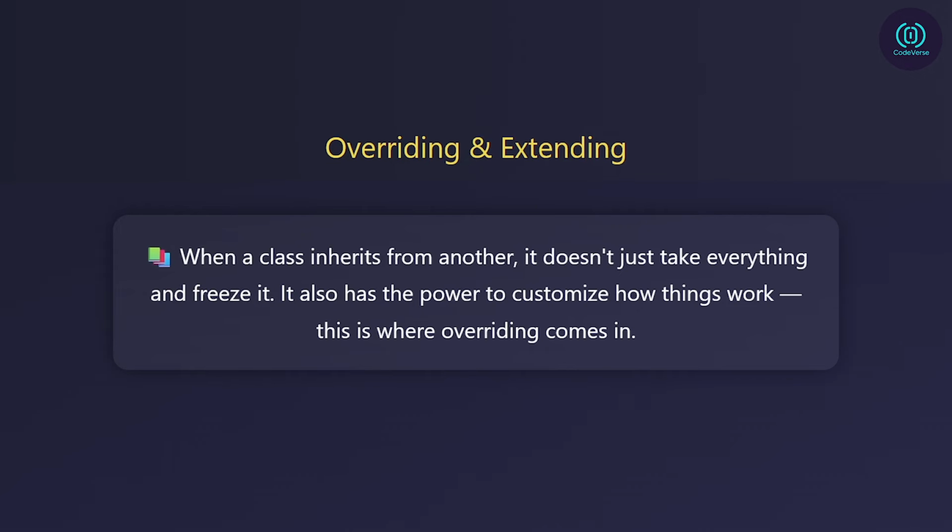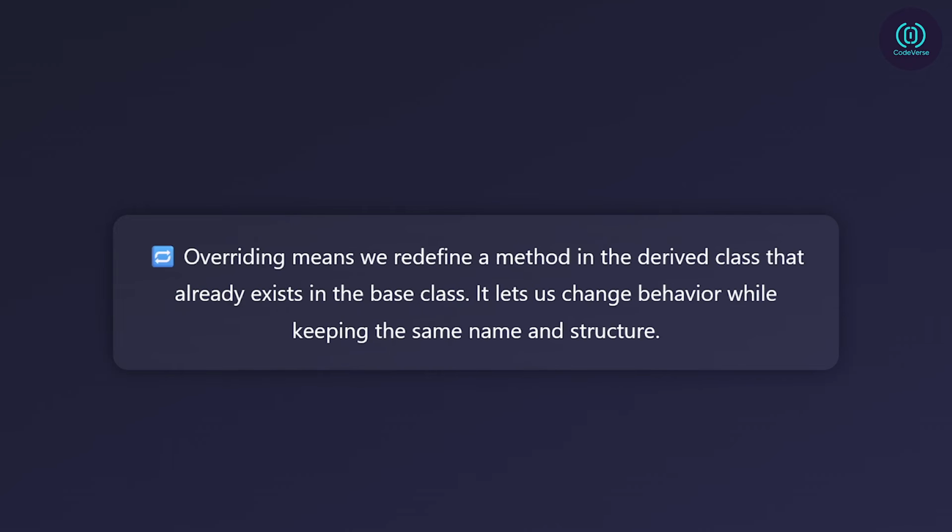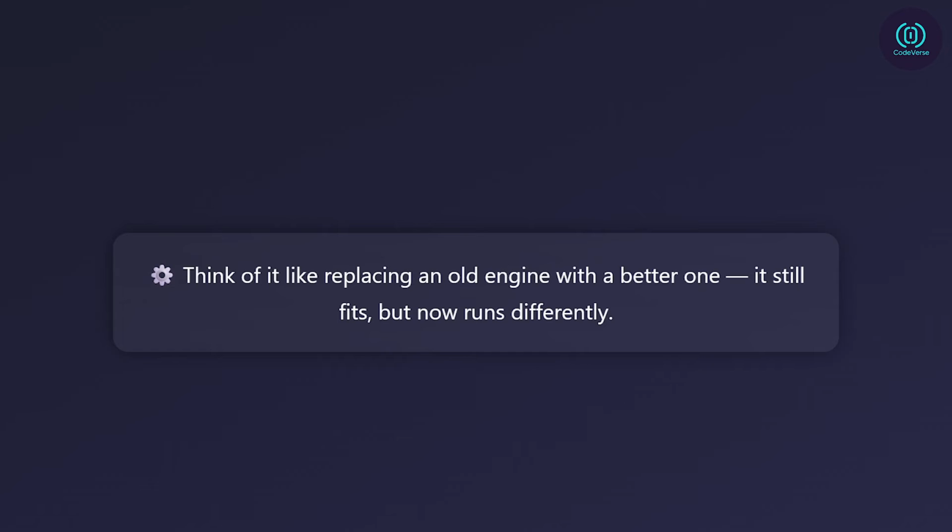When a class inherits from another, it doesn't just take everything and freeze it. It also has the power to customize how things work. This is where overriding comes in. Overriding means we redefine a method in the derived class that already exists in the base class. This lets the derived class change the behavior while keeping the same name and signature. Think of it like replacing an old engine with a better one. It still fits, but now runs differently.